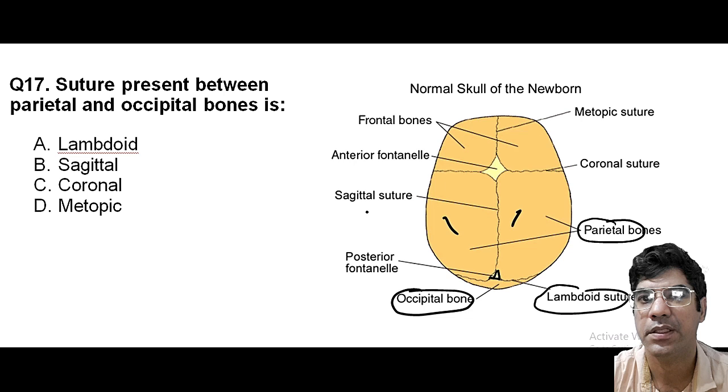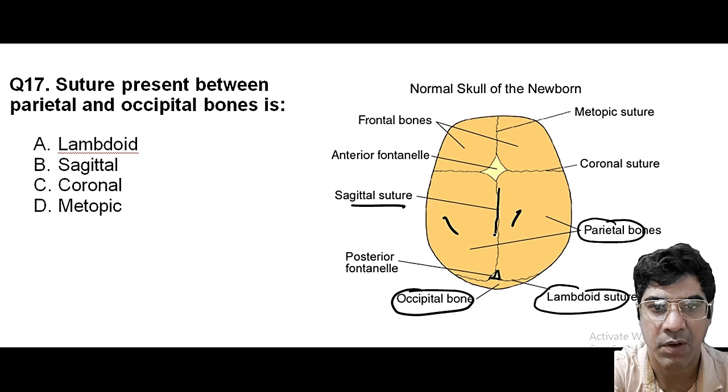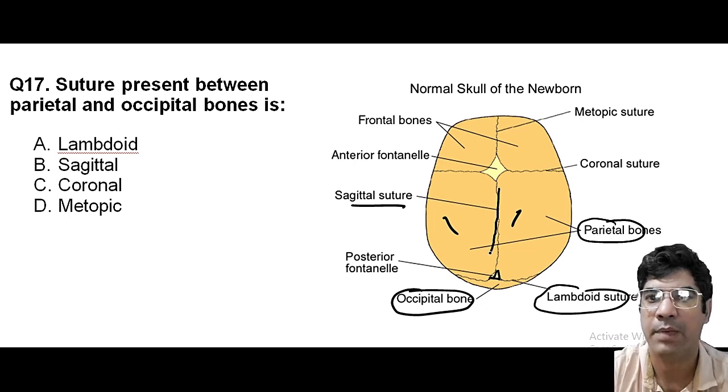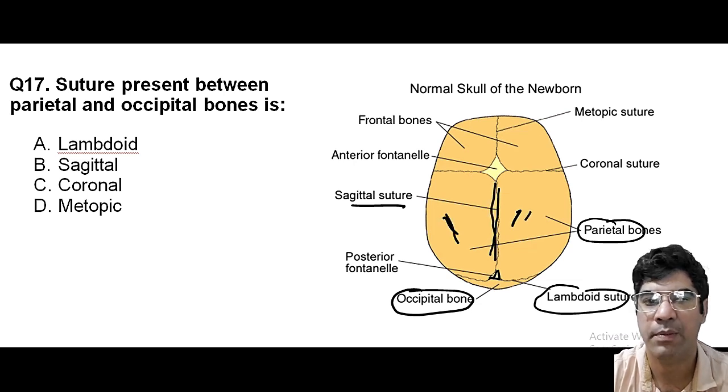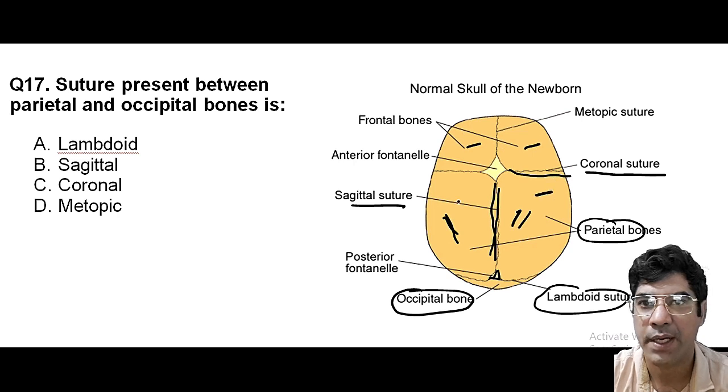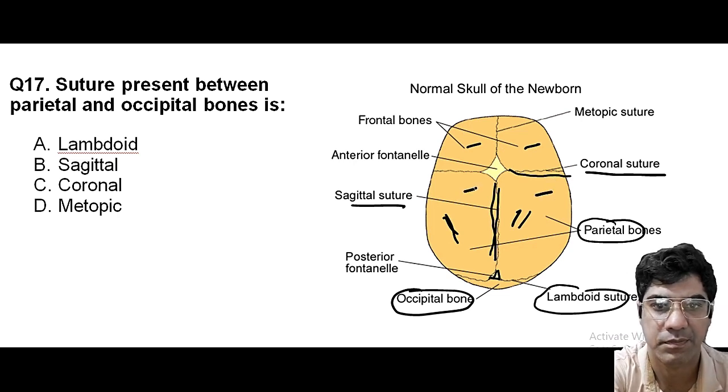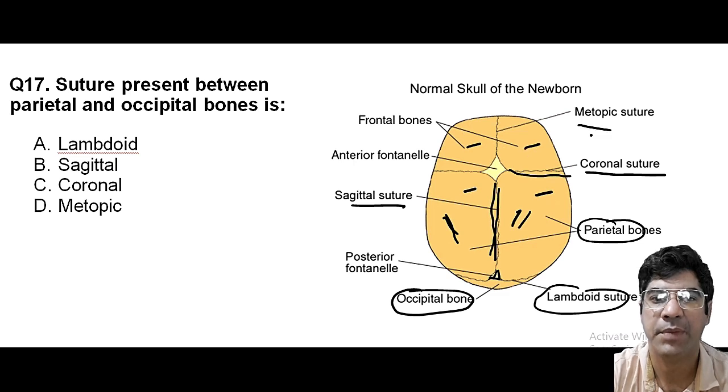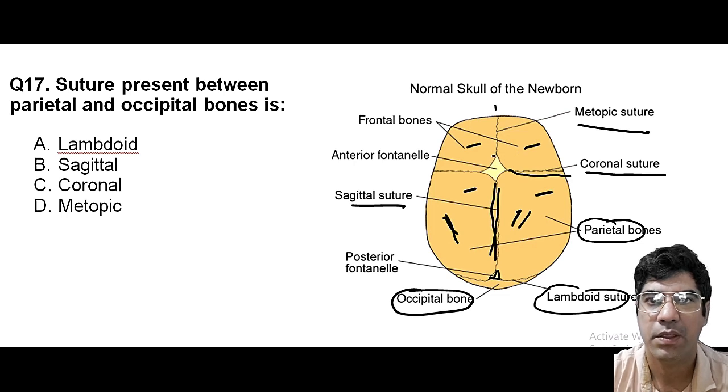The sagittal suture. So this is the sagittal suture. It runs along the midline of the skull and separates the two parietal bones. The coronal suture. This one is the coronal suture. It runs horizontally and separates the two frontal bones from the two parietal bones. Metopic suture. So this one is the metopic suture. It runs in the midline of the frontal bone.